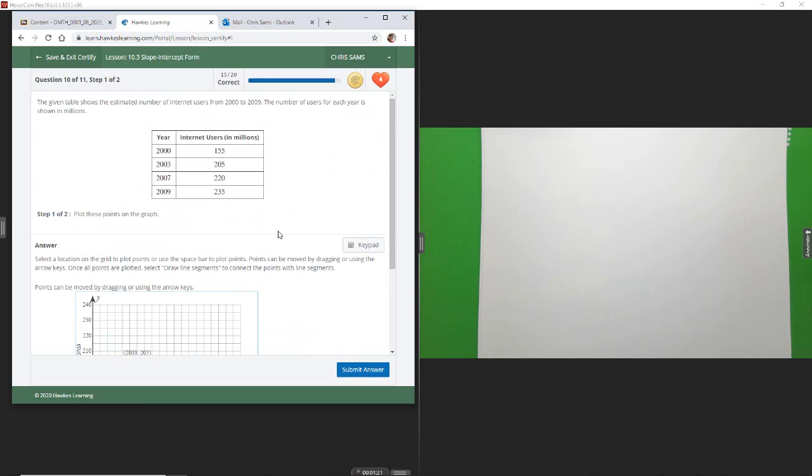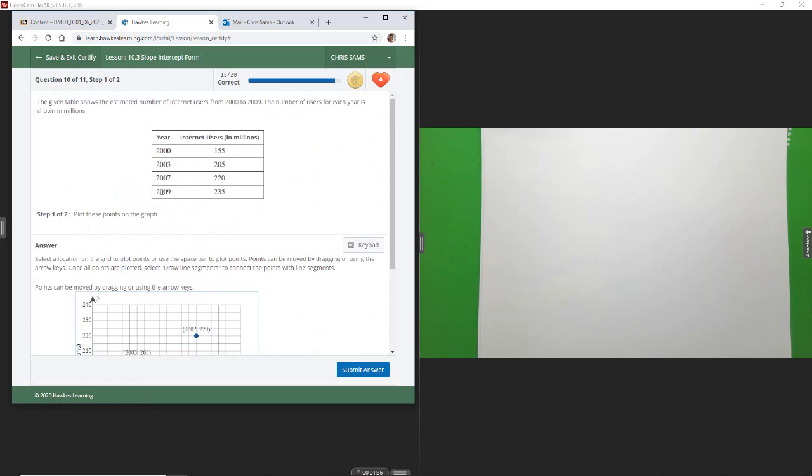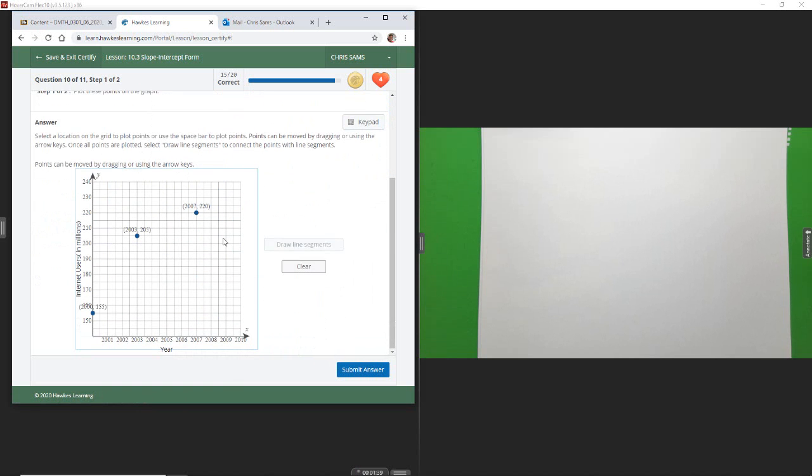And then we're going to do 2007 and 220. So here's the 2007 line, and here's 220. And then we have 2009 and 235. All right, it says draw line segment. So you get this jagged graph.